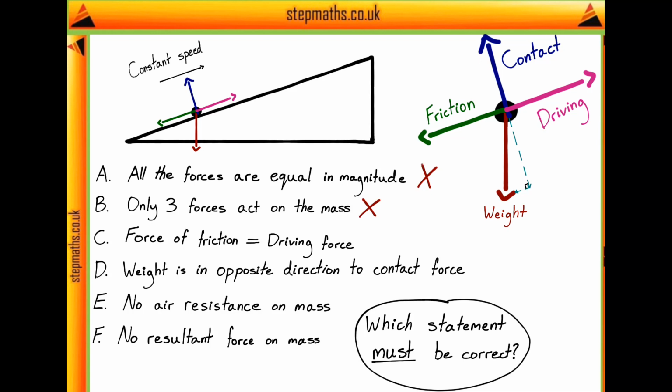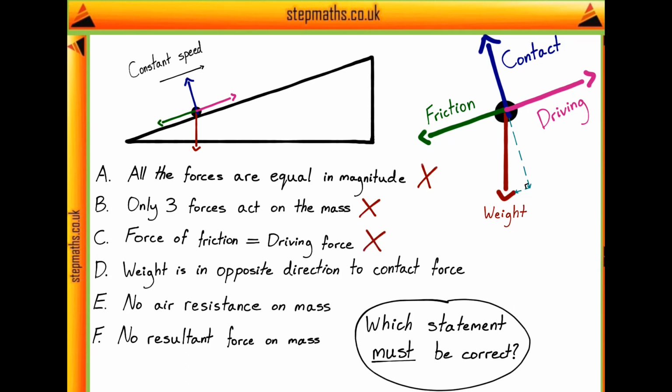So let's go ahead and look at statement C, which states that the force of friction is equal to the driving force. Now, we can see from our diagram that this isn't true, since the driving force is going to be equal to the force of friction plus the component of the weight which is parallel to the surface. Therefore, C is also going to be false.